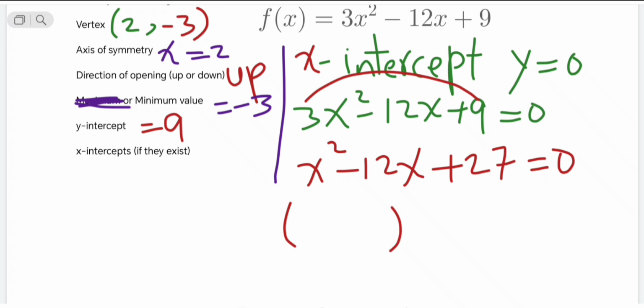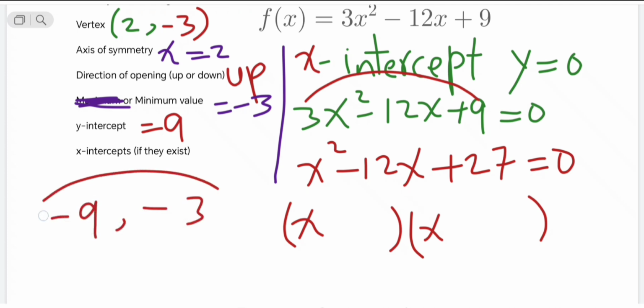Now I need two numbers. Multiply the two numbers to get 27, and adding both numbers gives minus 12. What are the numbers? If I multiply minus 9 with minus 3, it gives us 27, because minus times minus is positive. Minus 9 minus 3 equals minus 12. So the numbers are minus 9 and minus 3. I got these numbers. Okay.